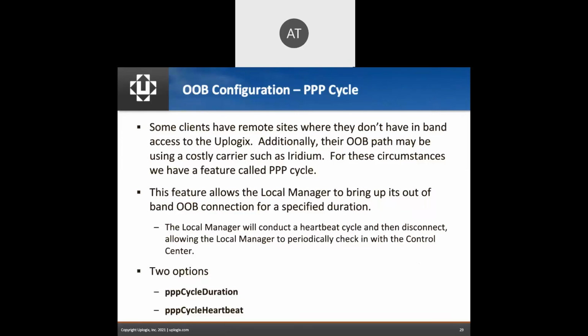With the PPP cycle heartbeat, it just turns on the out-of-band connection, tries to reach the control center with its heartbeat, and then reports back success or failure. So that's just a quick test. Whereas the cycle duration could be useful if you know you need to do some quick work over out of band. You can have it just turn on for 10 minutes, connect, do your stuff, and then it won't stay on forever if you walk away or something.